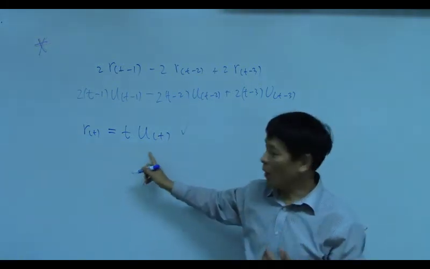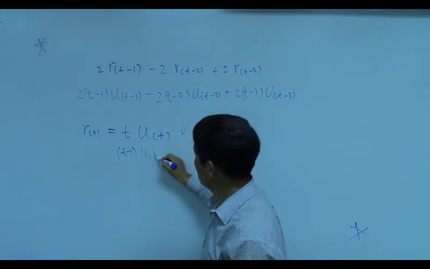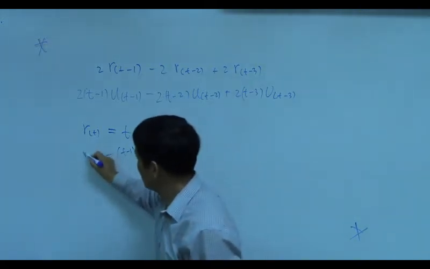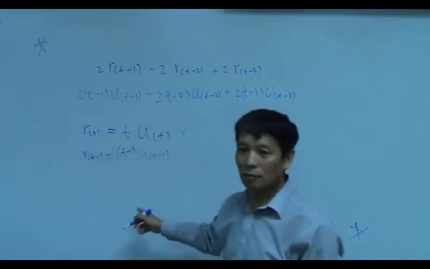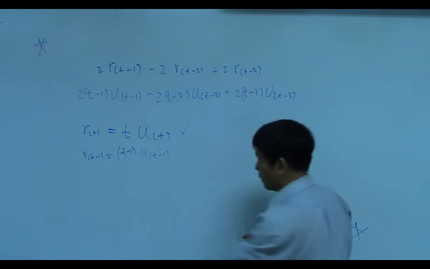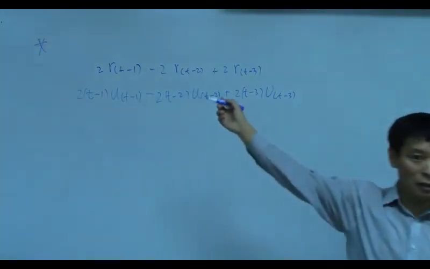Then you delay by 1, so this is t-1. Then u(t-1), you delay by 1 as well, so that means t-1. You delay by 2, you delay by 3. Okay, so now you know how to do this, right?